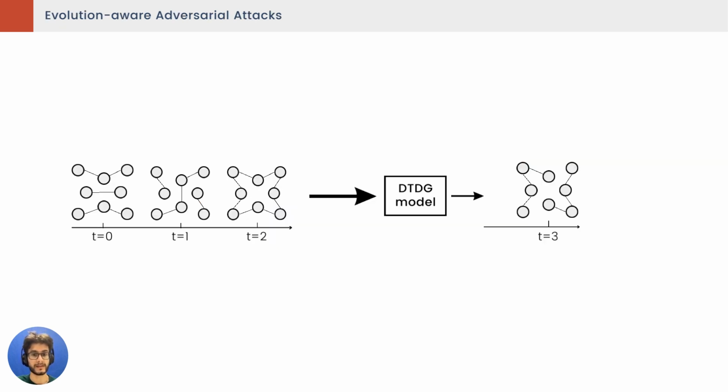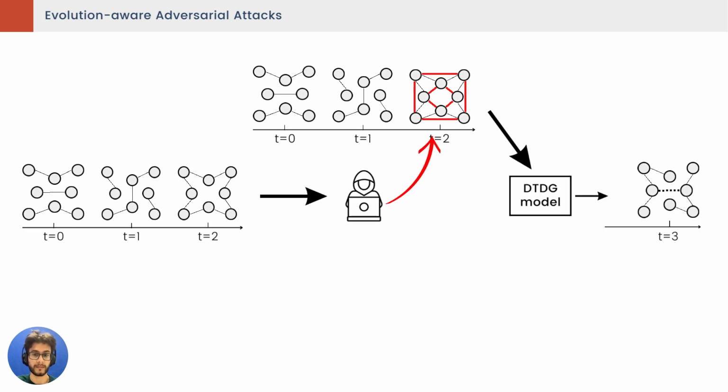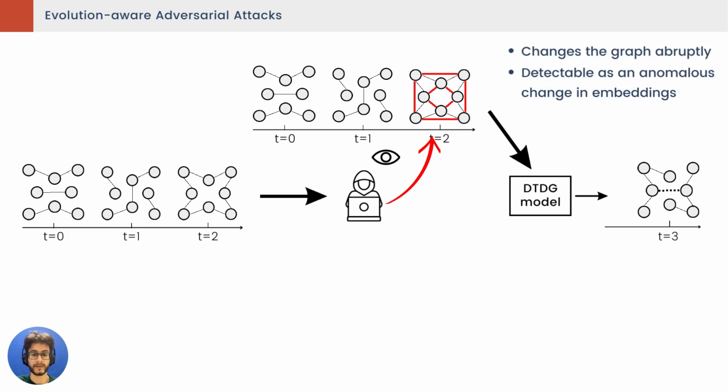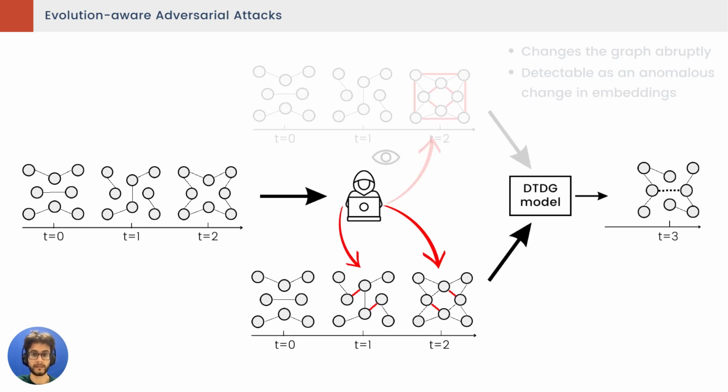Let us consider this example. We are given the graph sequence on the left. The model predicts the graph on the right in the future time. Now, if an adversary were to add these edges in the second timestamp, the prediction by the model flips. However, such an attack is detectable as it changes the graph and the corresponding embeddings abruptly at the second time.